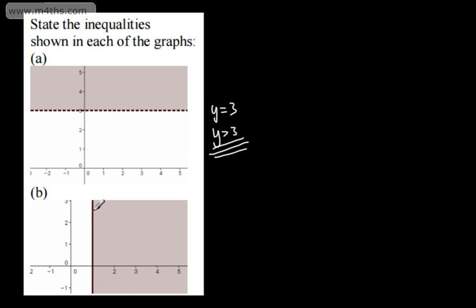This one here, we've got a vertical line. We know vertical lines are x's and horizontal lines are y's. So this is the line x is equal to 1. We can see that it's shaded to the right, so that means it's going to be bigger than 1. But because we've got a solid line, we can say that x is equal to or greater than 1. And that is the region that this inequality represents.